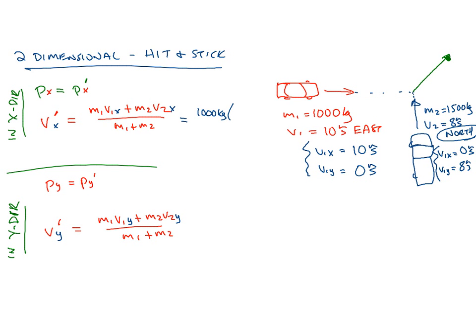Velocity 1 in the x direction is 10. Mass 2 is 1,500. The velocity in the x direction right here is 0. Okay? 1,500 times 0 is 0, so that one cancels out. Downstairs, I need the sum of the masses. Here, that would be 2,500 kilograms. And I have 10,000 divided by 2,500, which would be 4.